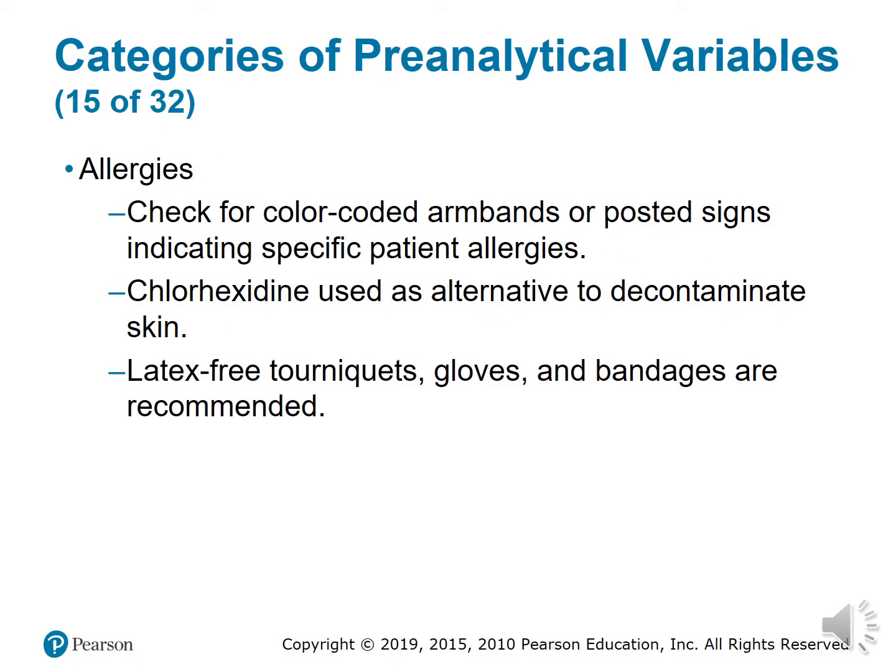Allergies. Always check or ask the patient for any allergies, for some patients are allergic to iodine, alcohol, or other solutions that are used to disinfect the venipuncture site. Sometimes on the patient's hospital room door, there will be a sign stating what the patient is allergic to. It may be on their armband. If there is no sign on the door, it is important to always look at the patient's arm for a color code armband that is placed along with the patient's ID band.